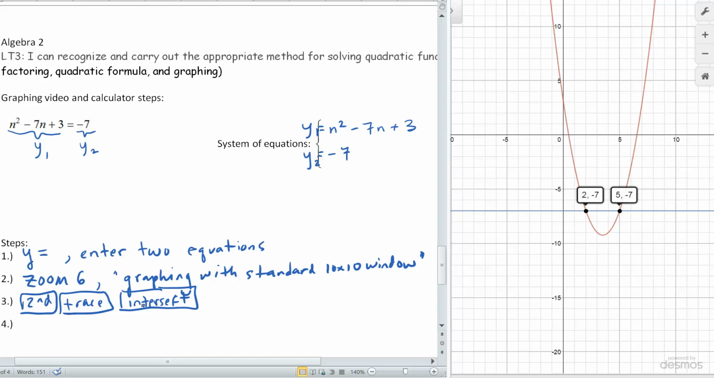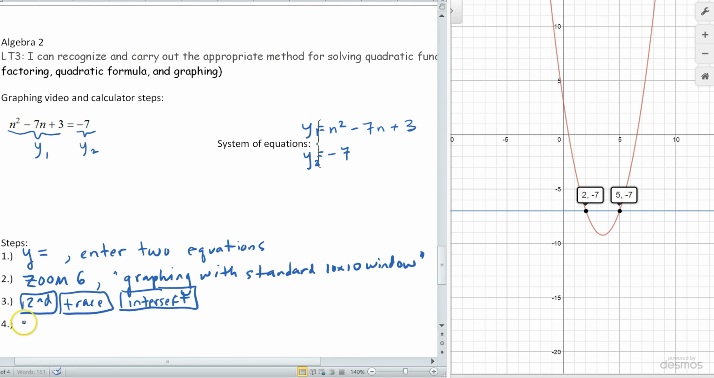So second curve, question mark, I'm going to push enter because now I see that my cursor is on my second function. And then it's going to ask for a guess. So I'm just going to move left or right so that I'm as close as I possibly can to being on the intersection point, and I'm going to push enter. And then it'll give me the intersection point.